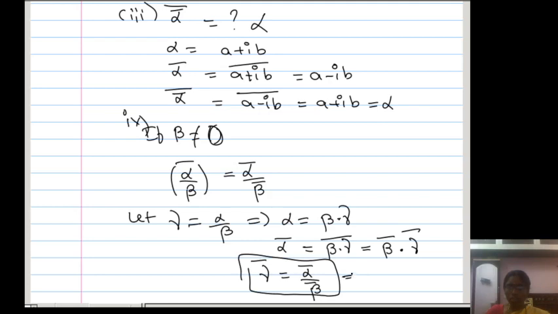So my final conclusion is (alpha by beta) whole bar, gamma bar, is equal to alpha bar by beta bar, where beta is not equal to 0. So this is our fourth one. So this is our theorem. We completed the theorem.